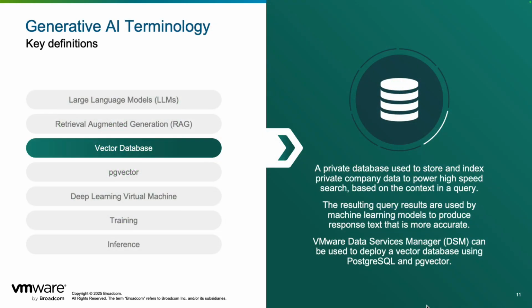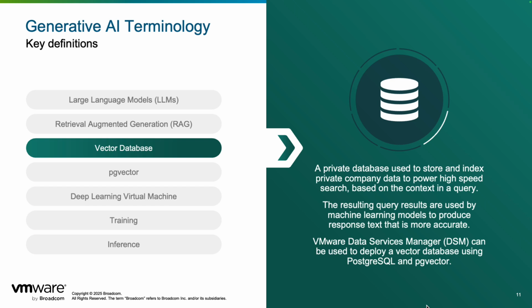So a vector database is a private database. We layer this on top of a relational database called Postgres. And it's used to store and index private company data. By index, I mean provide optimal response on a query to give you a high-speed search based on whatever the context is in your query. Tell me more about GPUs in vSphere 9.0, for example. The resulting query results are then used in the machine learning model to produce the response, so that we're using one source of truth in this vector database to feed the model with the correct answer.